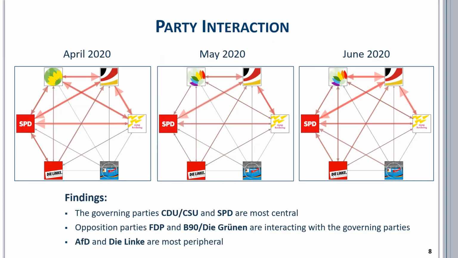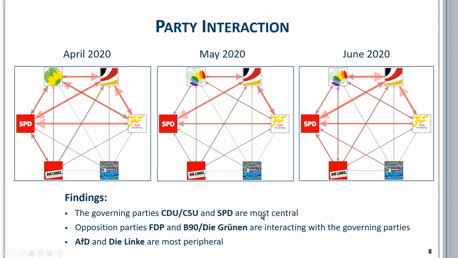Now let's have a look at the interactions on the party level derived from the internal network data sets. The Left Party is at the bottom left. Here's the SPD, one of the governing parties, the Green Party up here, CDU-CSU is here, the Liberals, the FDP is here, and the AfD is down here.